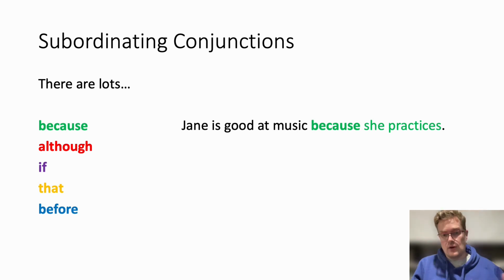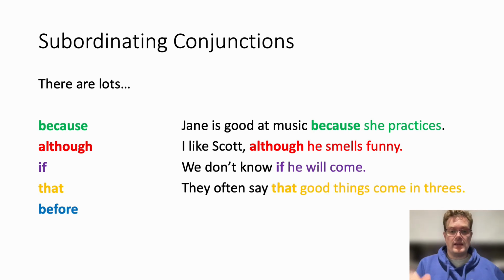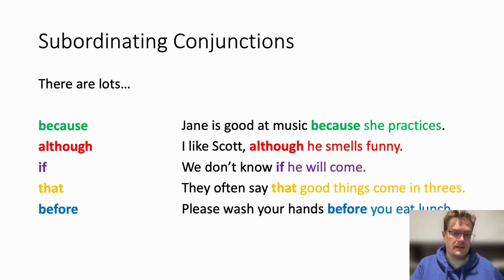Jane is good at music because she practices. I like Scott, although he smells funny. I don't know if he will come. They often say that good things come in threes. That is a very, very useful and very common subordinating conjunction. That good things come in threes. So that's like the linking "that". They say that, or I think that, or I believe that, or I hope that, or anything where it's like I, verb, that, blah, blah, blah. It's a subordinating conjunction. Before, in something like, please wash your hands before you eat lunch.